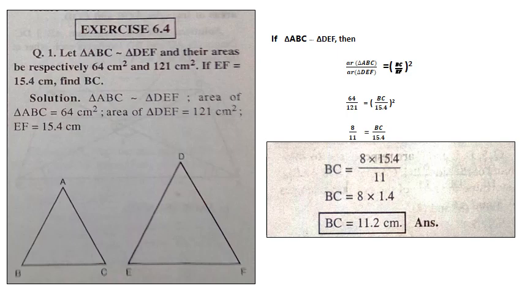If we substitute the values in the given equation, we get 64/121 is equal to (BC/15.4)². Taking square root on both sides, we get 8/11 is equal to BC/15.4. By cross multiplication, we get BC is equal to 8 × 15.4 divided by 11. So BC is equal to 8 × 1.4, that is equal to 11.2 cm. Therefore, the side BC is equal to 11.2 cm.